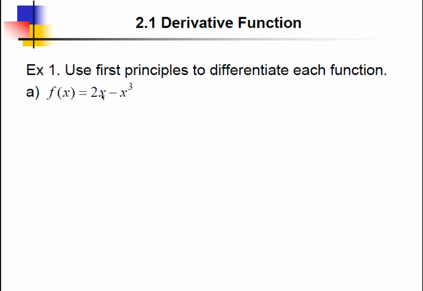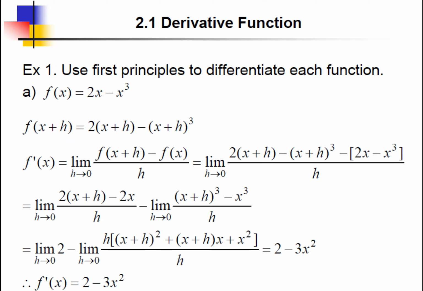That's my function here. So to find the derivative, I need to find the instantaneous rate of change at any general point x. So first we have to find f of x plus h. So we substitute x plus h for each x. So it's 2 times x, now it is 2 times x plus h. Minus x cubed, now it is minus x plus h cubed, because we're putting x plus h for x.